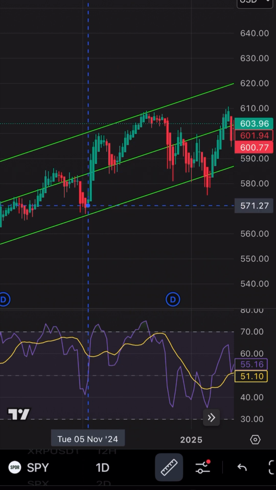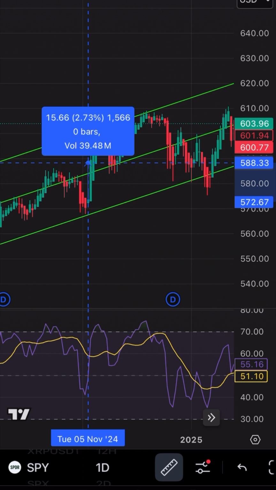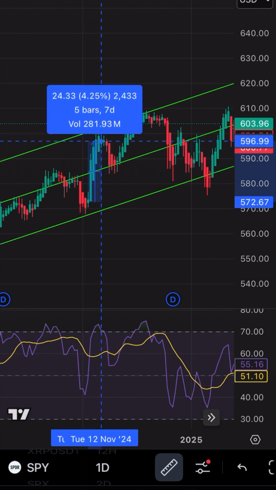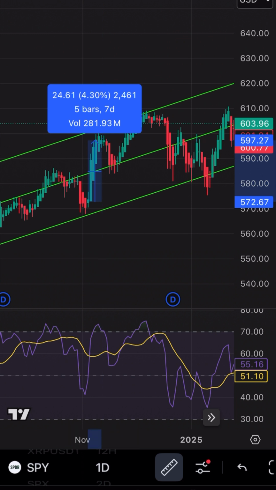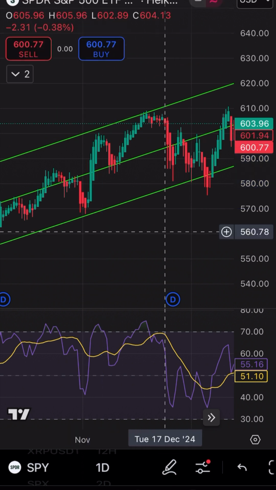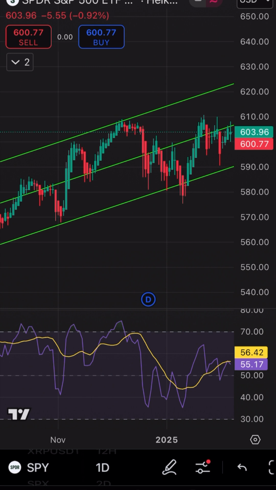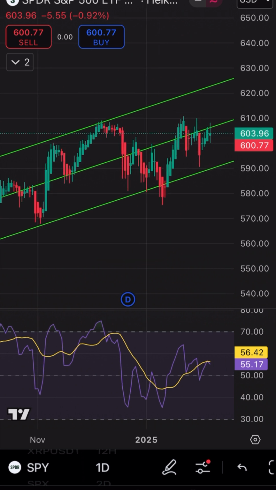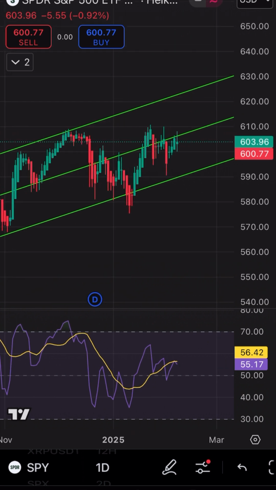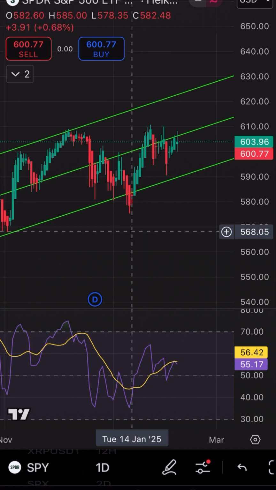So right about here, you would have written this one out for maybe a week, and you would have made about $2,461 right there. And then you write it out, you wait, and as long as the channel does not change direction, it's still going up. You wait for it to happen again. And the last time that happened was right here.